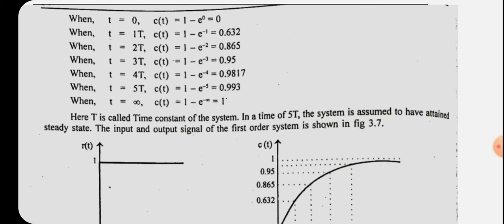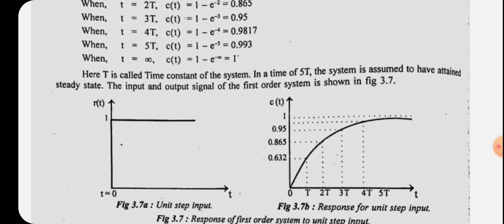You can see that the input at t equal to 0 is 1. That means it suddenly changes state from 0 to 1 at t equal to 0. But that change appears in the first order system in a slower manner. The response will attain the value 1 when t equal to 5T. There is no sudden change from 0 to 1; there is a slower, exponential change from 0 to 1. That is how the first order system responds to a unit step function.